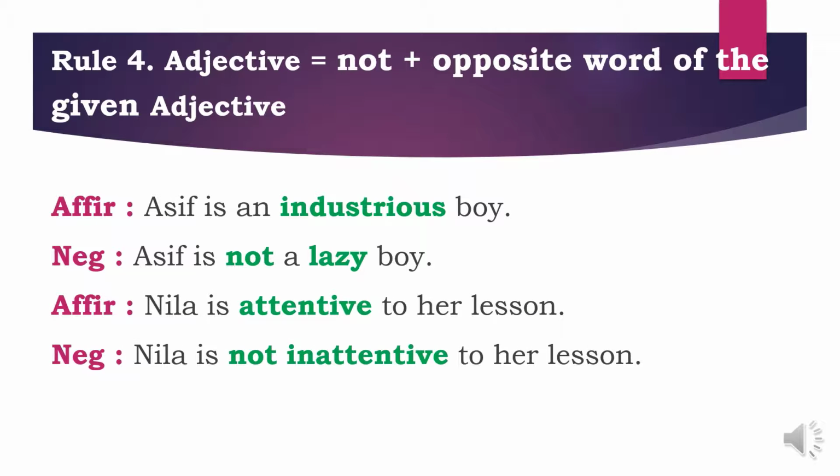Similarly, Nila is attentive to her lesson. Here the word attentive is an adjective because it refers to a quality. So in this sentence as well, we have used an opposite word of the word attentive, that is inattentive, and before that we have used not. And thus the complete sentence becomes Nila is not inattentive to her lesson.